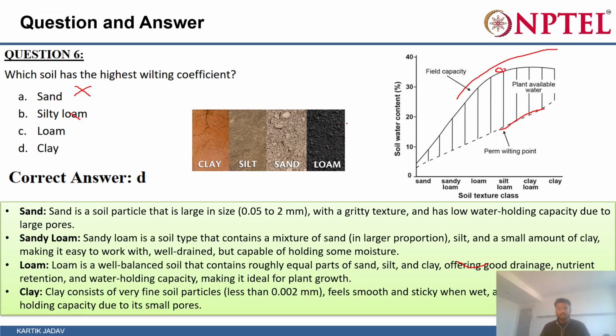Then loam. Loam is again similar, but it lies here. But in the case of clay, as we know, clay has very small particles and it has the highest wilting coefficient because it contains the water, but holds it too tightly, so it is not available to plants. The answer is option D.